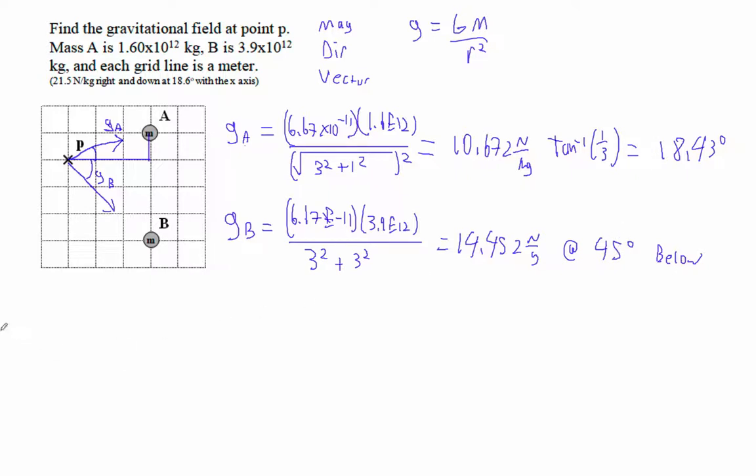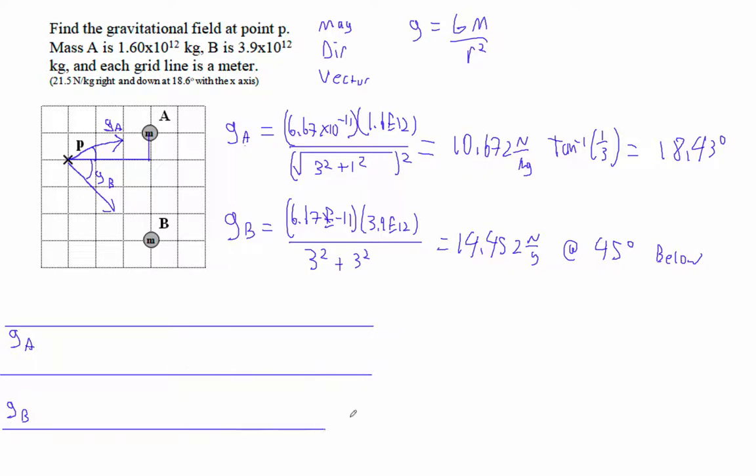All right. So now we're set. Now we can add these guys up, right? So G_A, G_B. Okay, so G_A is going to be this guy, right? The 10.672 up and right, right? At 18.43 degrees.